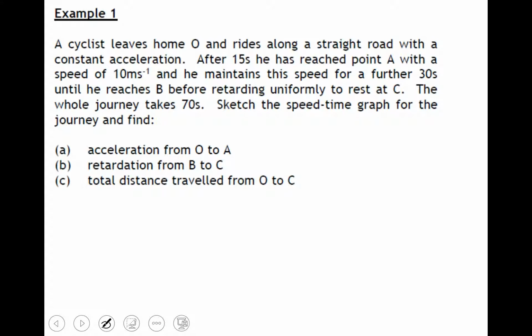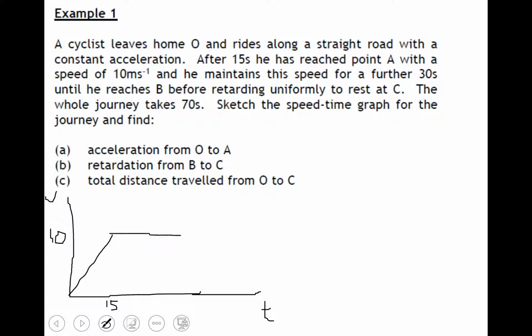In this example, a cyclist leaves home O and rides along a straight road with a constant acceleration. So we're to draw a speed time graph of this. After 15 seconds, he reaches point A with a speed of 10, and maintains this speed for 30 seconds. Now let's bear in mind that these graphs do not need to be to scale, they just need to have the pertinent information recorded. Then it returns uniformly to rest at the point C. The whole journey takes 70 seconds.